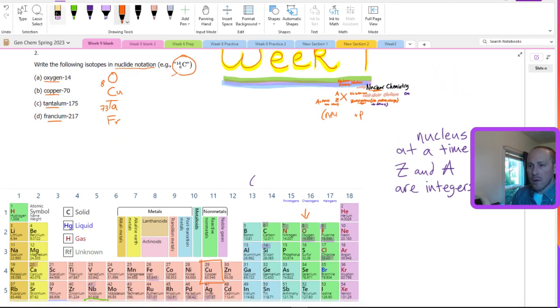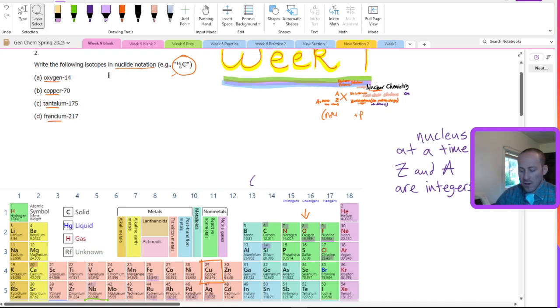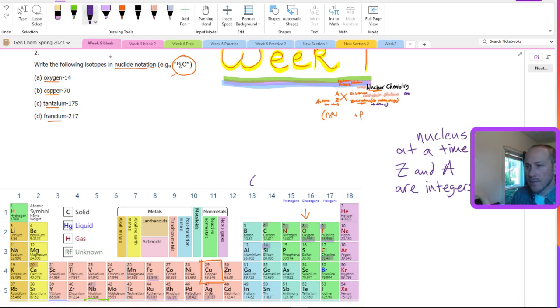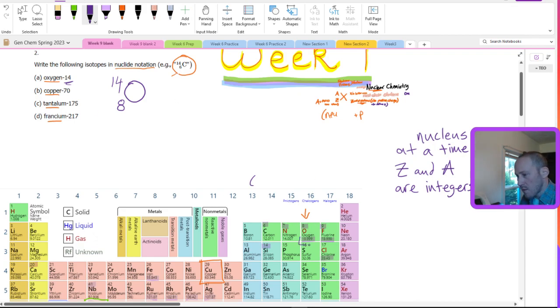You know what, though? I wrote those so close to each other that you can't tell what's an A and what's a Z. So let me do these one at a time. Maybe I'll do them in different colors, too. Oxygen can be purple. Its Z by definition is 8 protons, and we're told it weighs 14 right here, so there you go. Oxygen 14.